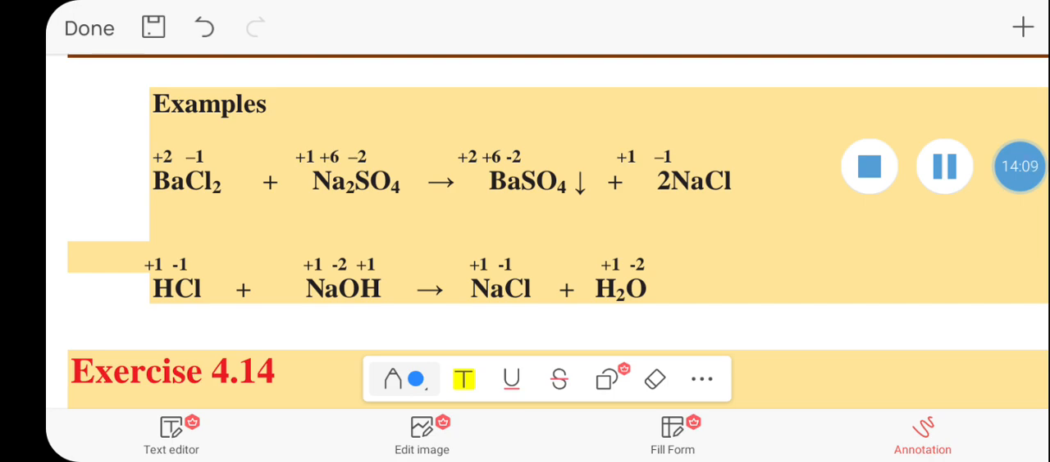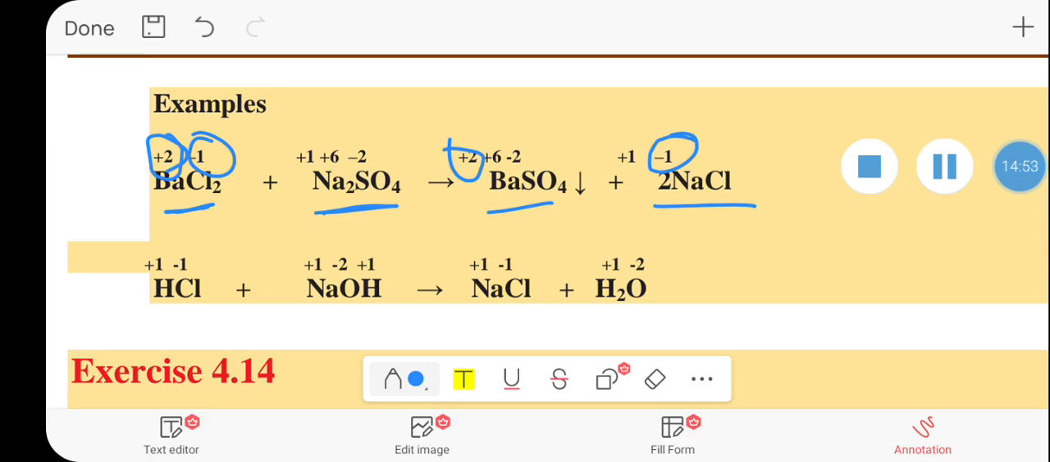For example, barium chloride and sodium sulfate undergo a double displacement reaction to produce barium sulfate and sodium chloride. If we see the oxidation number of each element, the oxidation number of barium in the reactant side is +2. The oxidation number of barium in the product side is also +2. The oxidation number of chlorine in the reactant side is -1. The oxidation number of chlorine in the product side is also -1.